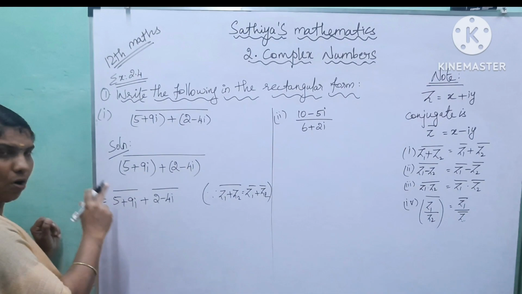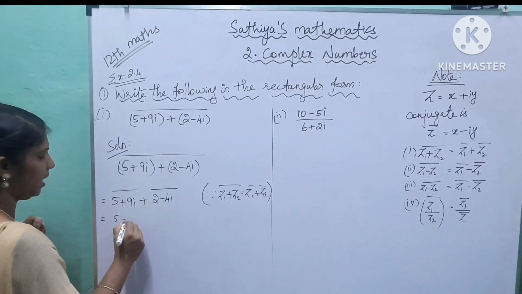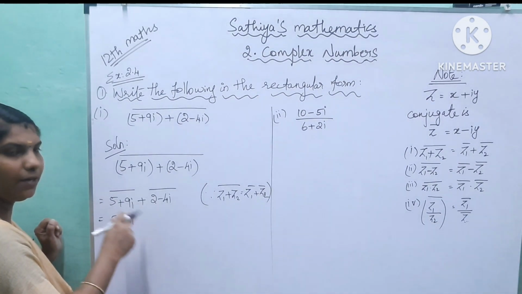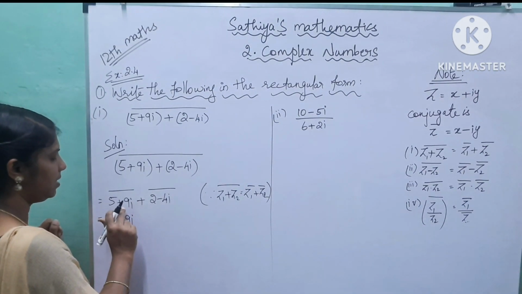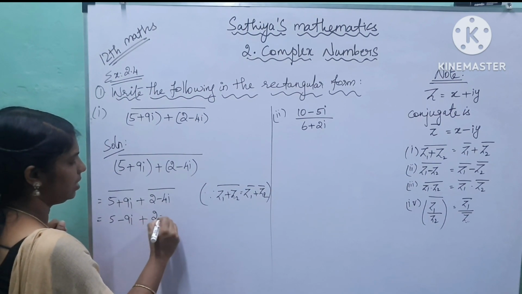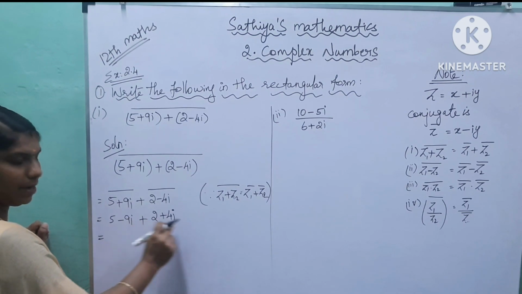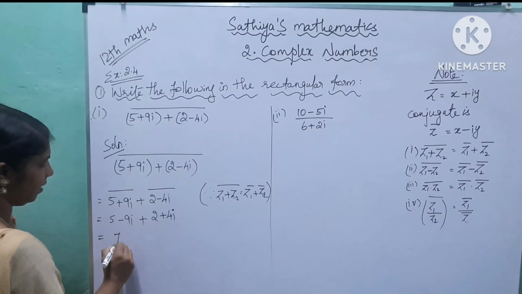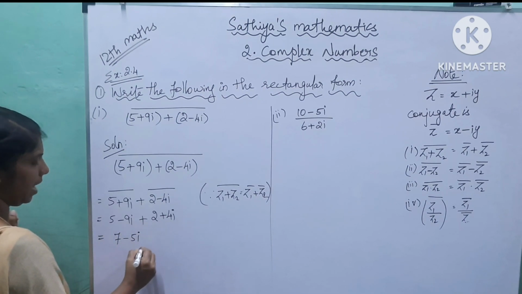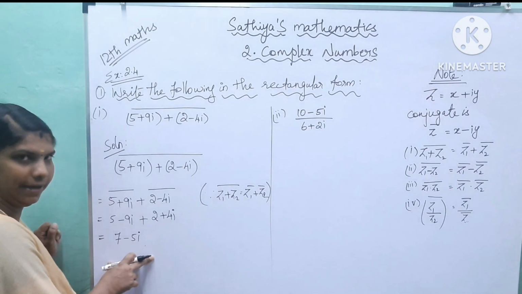Now bar is nothing but the conjugate. So what do we get if we take the conjugate of 5 plus 9i? 5 minus 9i. Conjugate is nothing but changing the sign of the imaginary part alone. Here the imaginary part is 9i. The conjugate of 2 minus 4i is 2 plus 4i. Now adding the real part separately and the imaginary part separately: 5 plus 2 is 7, minus 9i plus 4i is minus 5i. This is the answer, and this is nothing but the standard form. Standard form only we call as the rectangular form.